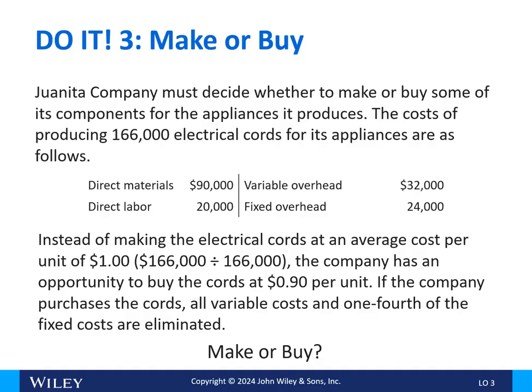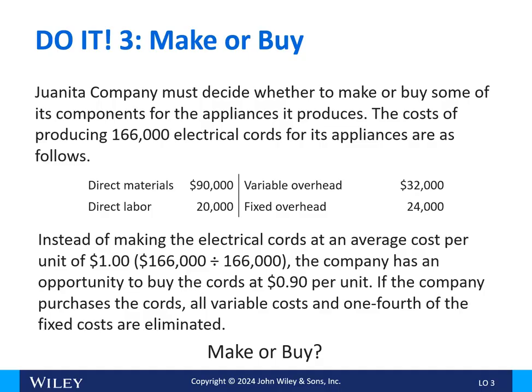So Oneida Company must decide whether to make or buy some of its components for the appliances it produces. Cost of producing 166,000 electrical cords for its appliances are as follows. So we have direct materials, direct labor, variable overhead, and fixed overhead.